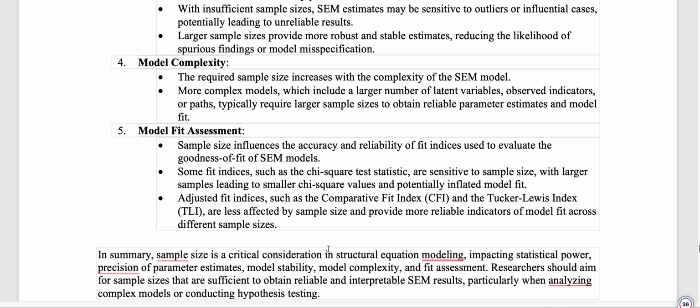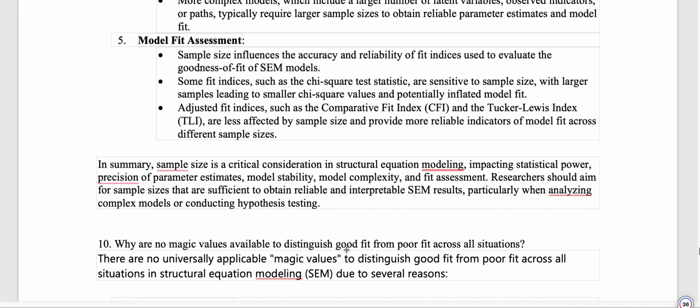In summary, sample size is a critical consideration in structural equation modeling, impacting statistical power, precision of parameter estimates, model stability, complexity, and fit assessment. Researchers should aim for sample sizes that are sufficient to obtain reliable and interpretable structural equation modeling results, particularly when analyzing complex models or conducting hypothesis testing.